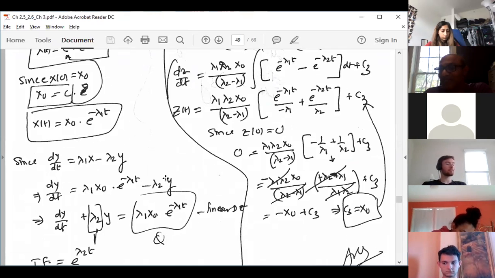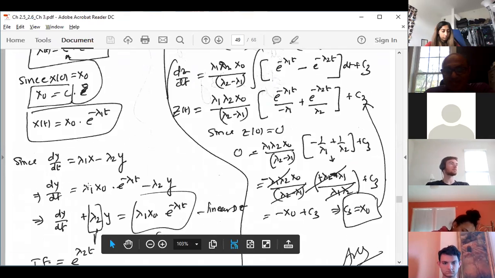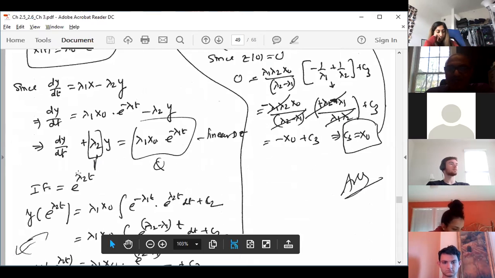But now your form is different. Previously it was separable variable. Now it is dy by dt. This is lambda 1 constant, x0 constant, e to the power negative lambda 1 constant, and t is the independent variable. So if you send this one to the other side, lambda 2y, you're going to get dy by dt plus lambda 2y equal to this one. This is my P, constant. This is my Q, function of the independent variable. So it's a linear differential equation. Use the linear technique and find the integrating factor e to the power lambda 2t.